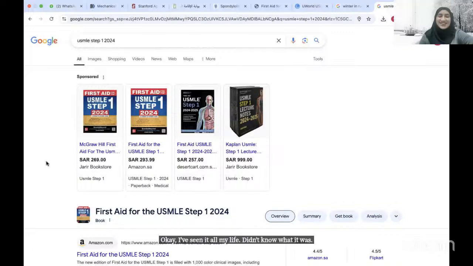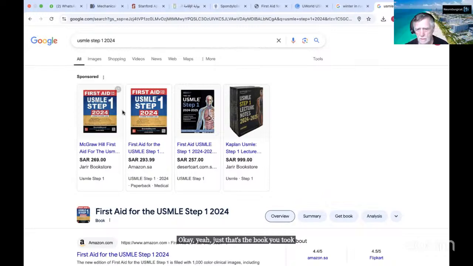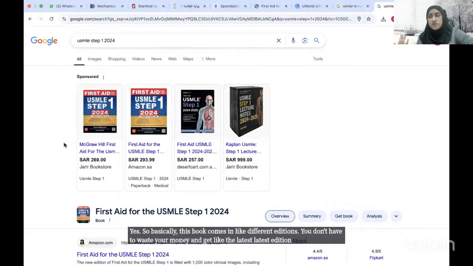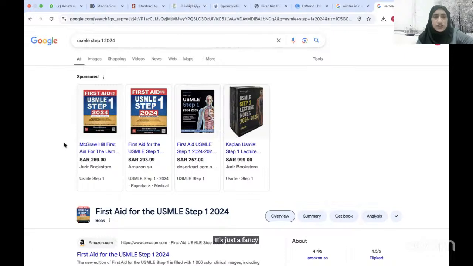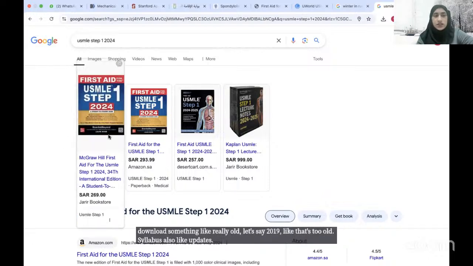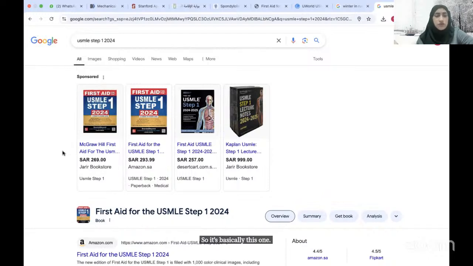Okay, that's the book you took it from. So basically, this book comes in different editions. You don't have to waste your money and get the latest edition. It's just a fancy name. What you can do is download previous editions, for example 2023, 2022, whatever you find. I would suggest not downloading something really old, let's say 2019, that's too old. The syllabus also updates. So it's basically this one, USMLE Step 1, First Aid. I'm sure there are many downloads available and it's free too. So this is the textbook I was using.